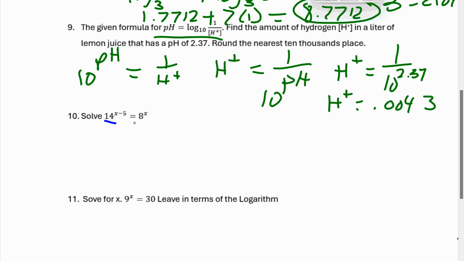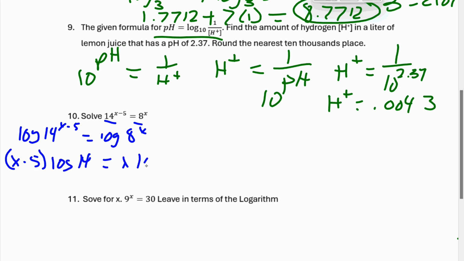Okay, this next one's a little bit more work, quite a bit of work actually, because I can't change the bases to be the same, I'm going to take log of both sides. So log 14 raised to x minus 5 equals log of 8 raised to x. I can move the x minus 5 out front, and since it's two things, I want to put it in parentheses. Move this x in front. Okay, and now I can distribute the log 14, so I get x log 14 minus 5 log 14 equals x log 8.